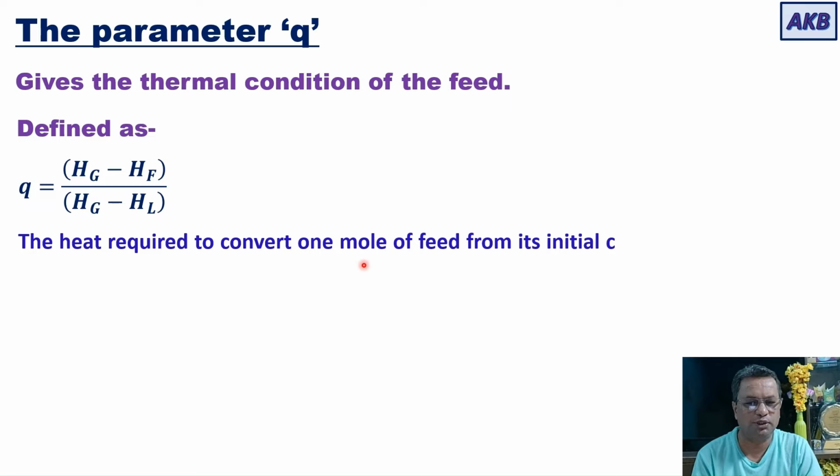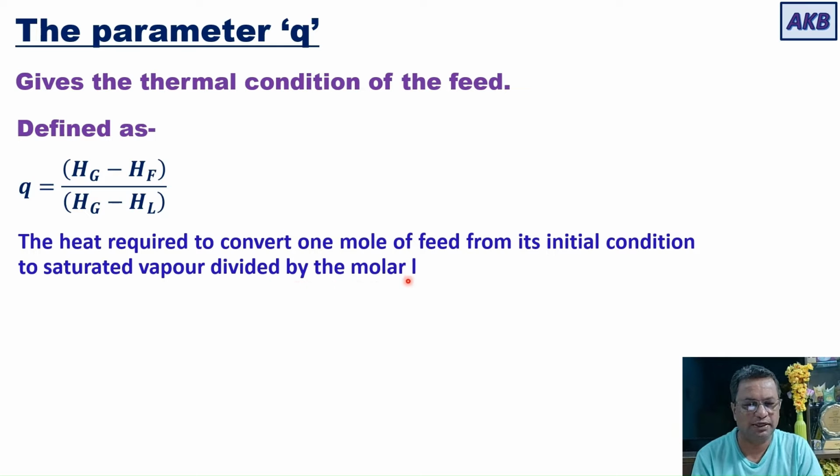As per this equation, it will be defined in this way: the heat required to convert 1 mole of feed from its initial condition to saturated vapor, divided by the molar latent heat of vaporization. So in this equation, the numerator is nothing but the heat required to convert 1 mole of feed from its initial condition to saturated vapor. And the denominator is the molar latent heat of vaporization.